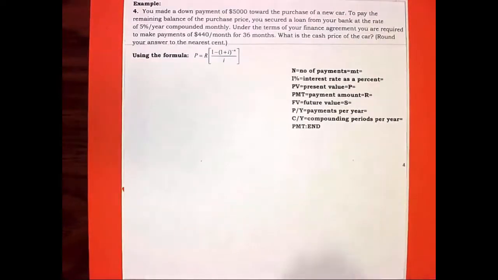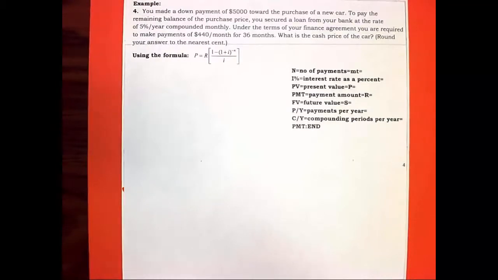Example 4: You made a down payment of $5,000 toward the purchase of a new car. To pay the remaining balance of the purchase price, you secured a loan from your bank at the rate of 5% per year, compounded monthly. Under the terms of your agreement, you are required to make payments of $440 per month for 36 months. What is the cash price of the car?